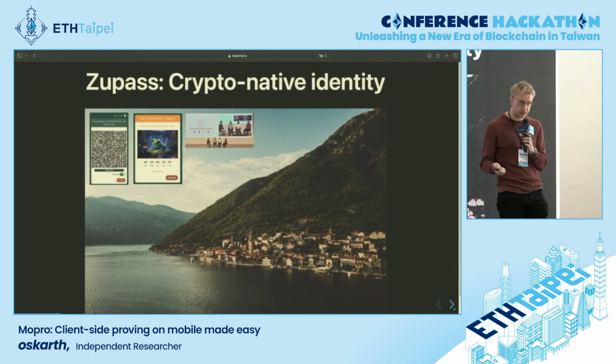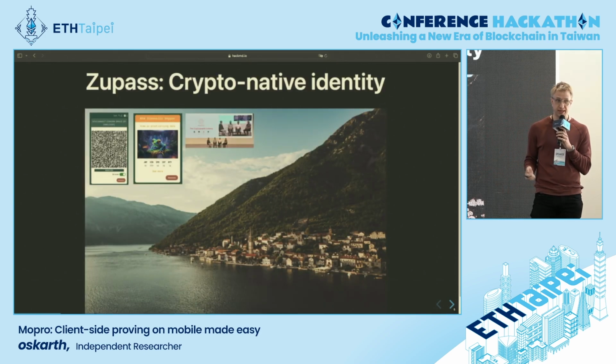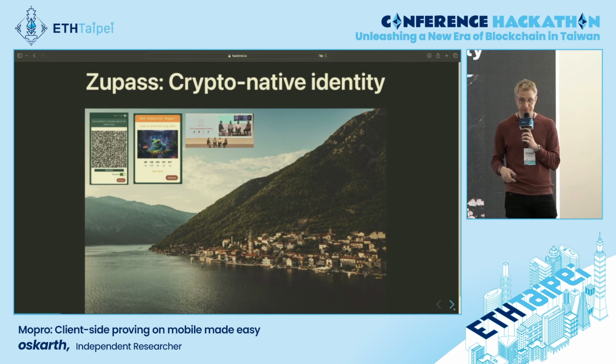So I'll give you some examples of this. The first thing is Zupass, Zuzalu. Zuzalu is this kind of proto network state that happened. The first event was in Montenegro last year. And basically you have this ZK identity system called Zupass that allowed you to get entry into various events or do voting and these types of things.